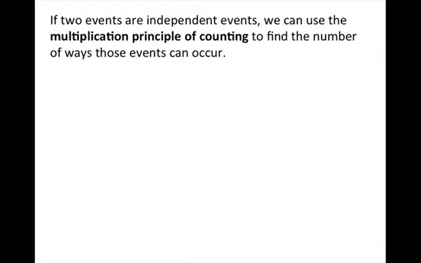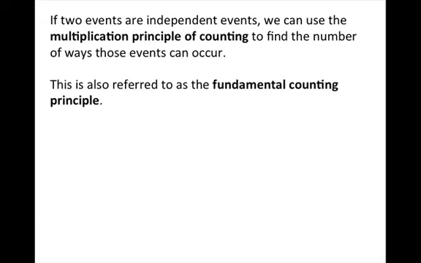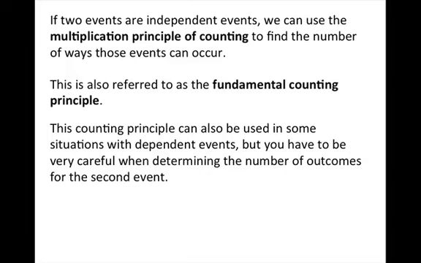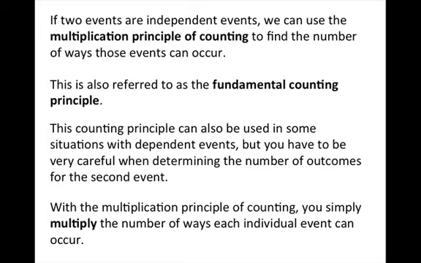If two events are independent events, we can use the multiplication principle of counting in order to find the ways those events can occur. This is also referred to as the fundamental counting principle. This counting principle can be used in some situations with dependent events, but you have to be really careful when determining the number of outcomes for the second event. With the multiplication principle of counting, you simply multiply the number of ways each individual event can occur.